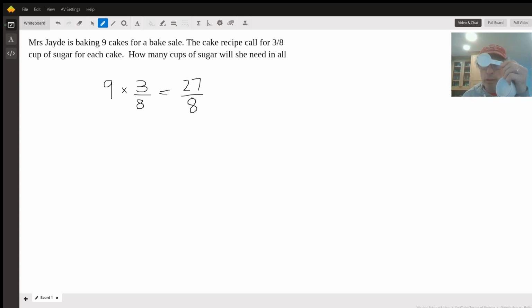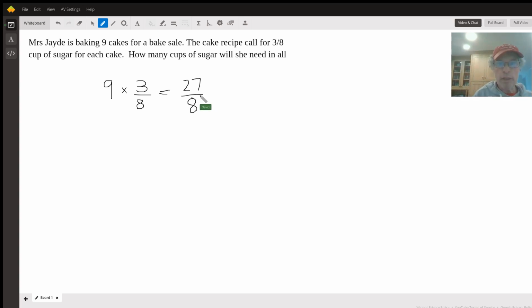You do not want to scoop out 27 times a 1/8 cup. First of all, it wouldn't be very fun. And this other thing is, it wouldn't be that accurate either. Because when you measure a cup, it is never going to be perfect, okay?